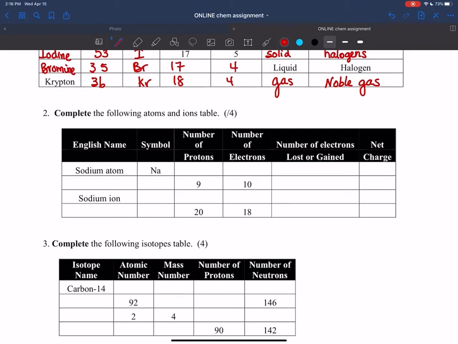Here I have to look at the atoms and ions. So the very first one that I see over here is an atom. So atom means that it's going to have the same number of protons and the same number of electrons. Sodium is number 11. So if it has 11 protons, it's going to have 11 electrons. It will have gained and lost nothing, and therefore it won't have a charge.